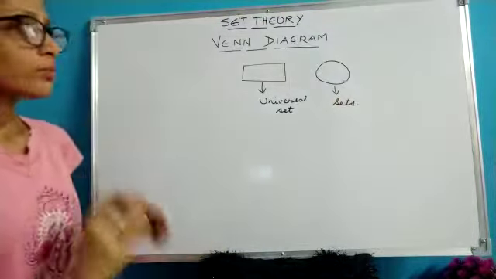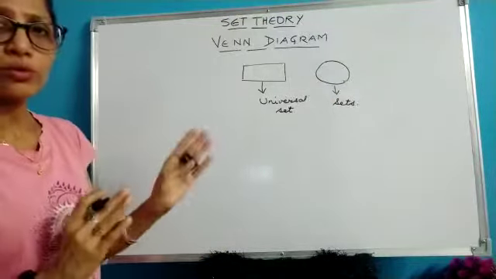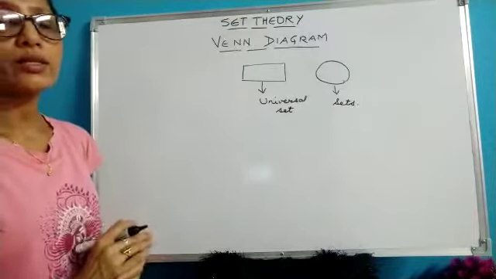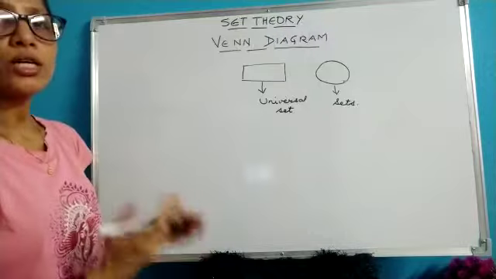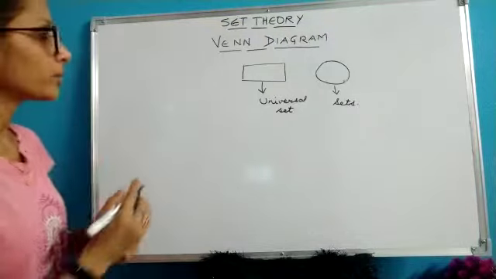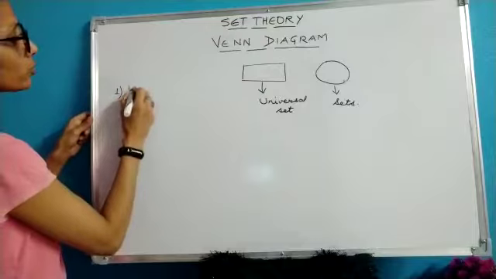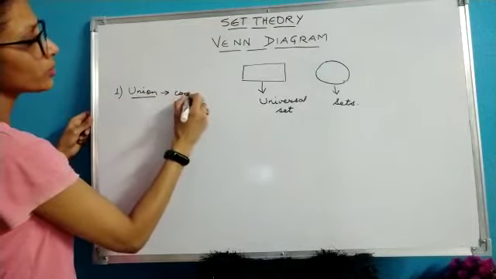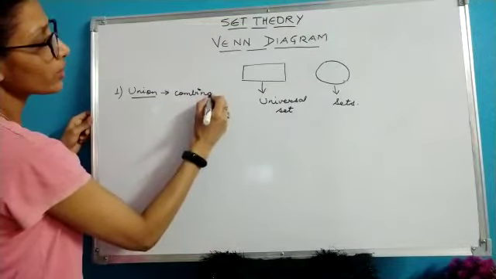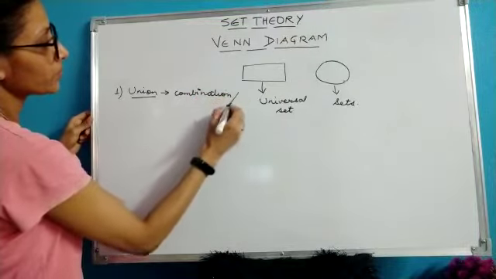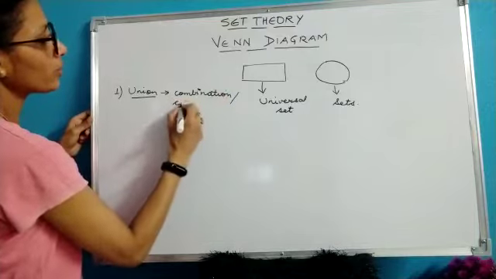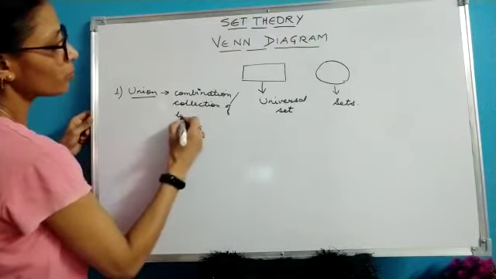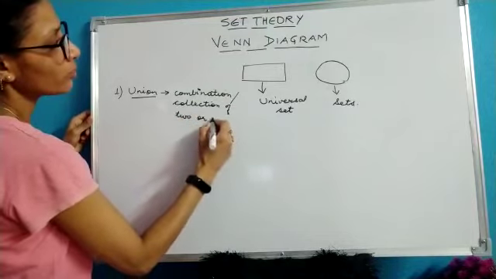Now, moving on to Venn diagrams, before doing the questions on Venn diagrams, we'll understand the terminologies which are to be used in Venn diagrams. So first of all, it is union of sets. Union means combination, or I can say collection. Combination or collection of two or more sets.